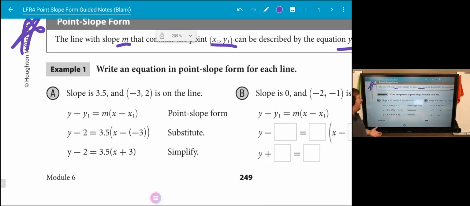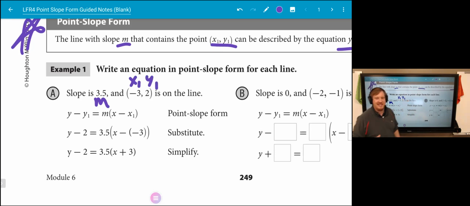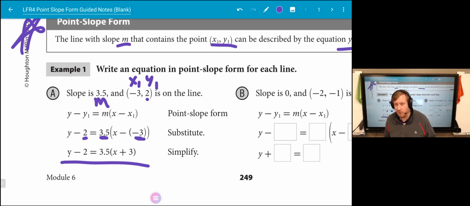Write an equation in point slope form for each line. The slope is 3.5, 3 and 5/10, and negative 3 comma 2 is on the line. This is our m, and this is our x1, y1, and we just plug those in. Don't do anything to it. Y minus y1, and y1 is 2, equals m, which is 3.5, times x minus x1, which was negative 3. And then we can write the plus 3. That's it. Stop right there. Don't solve for y. Don't do anything else. That is point slope form, and it's purest right there.